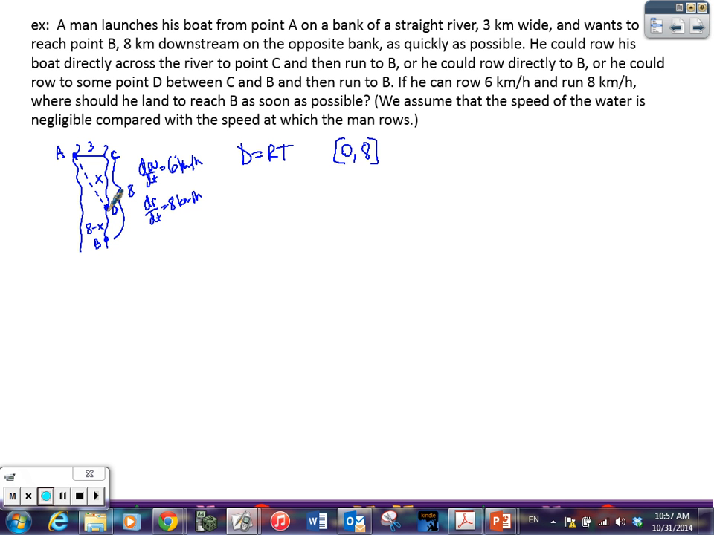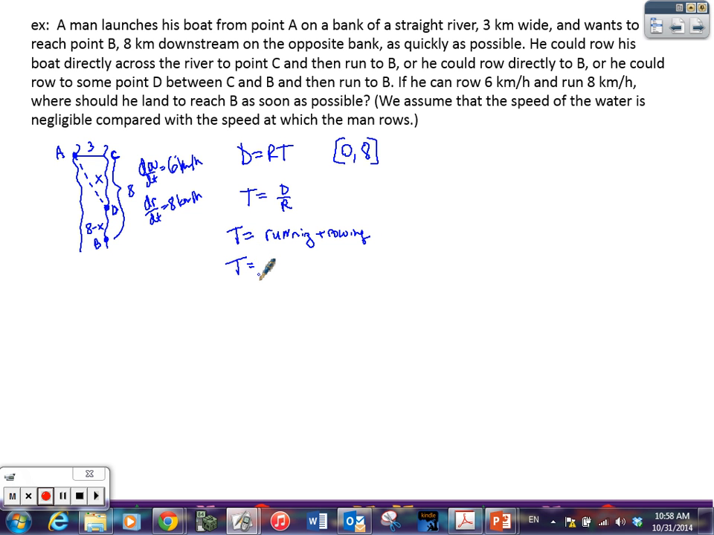Now, what we want to minimize is time. So I'm going to solve this equation for time. This will make our life a bit easier because I'm minimizing time. So time is going to be distance over rate. Now we really have two separate things going on, the running and the rowing. I really need a fraction for each one. My time is going to be equal to the running fraction plus the rowing fraction.